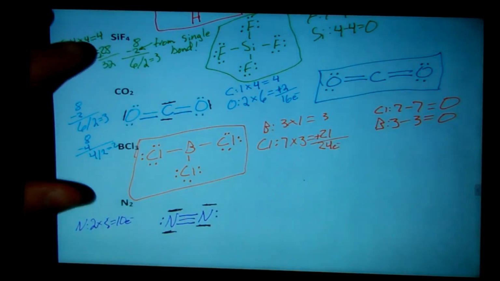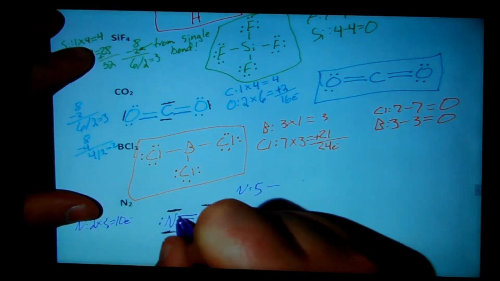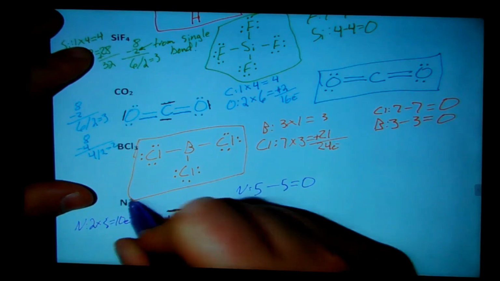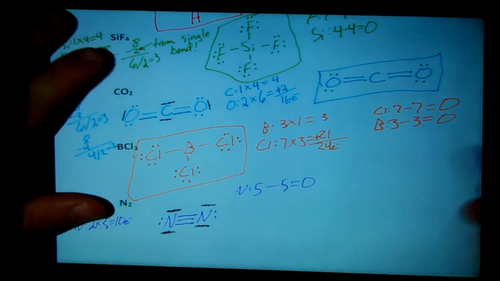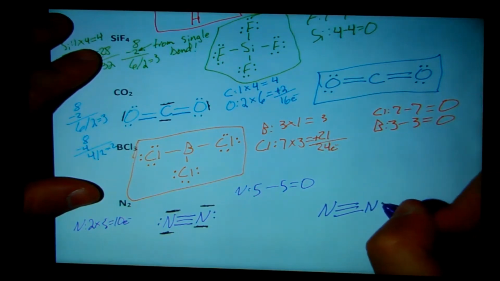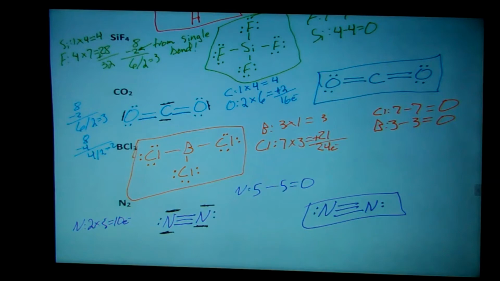Let's check charge. Nitrogen normally has 5. 1, 2, 3, 4, 5. It's showing 5. It's neutral, which matches up with the charge, so that's good. So to redraw it, there we go. That's the properly drawn Lewis structure of nitrogen.